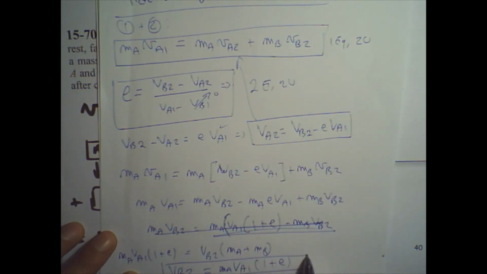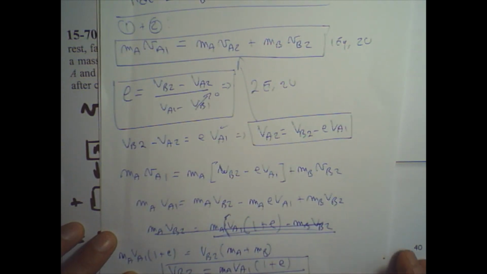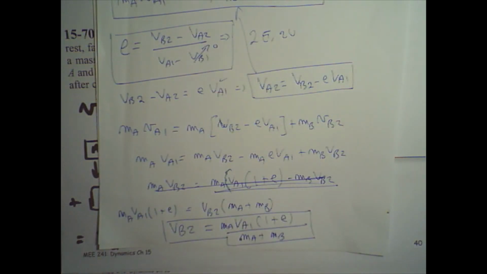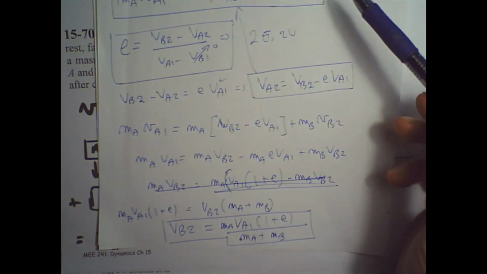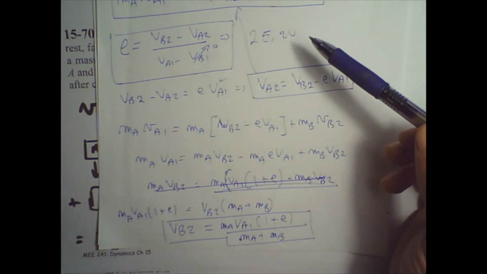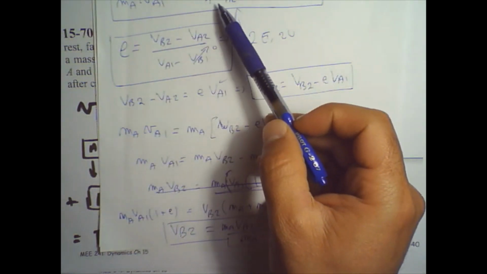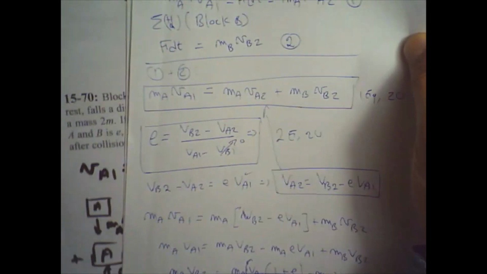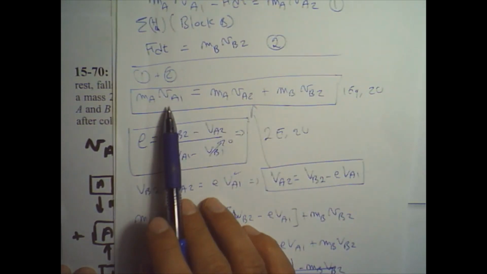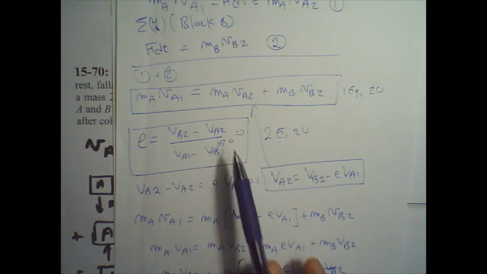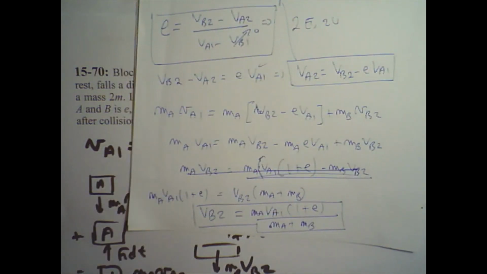Okay guys, so this is your answer, and what you have to remember here is the number of equations and the number of unknowns. This is the equation that you get from the conservation of momentum for the two systems, and you use the coefficient of restitution along the line of impact, and from here you can find your final velocity.